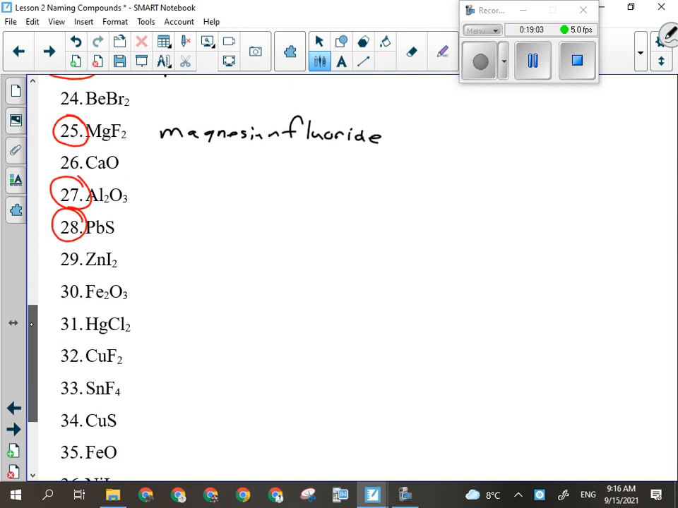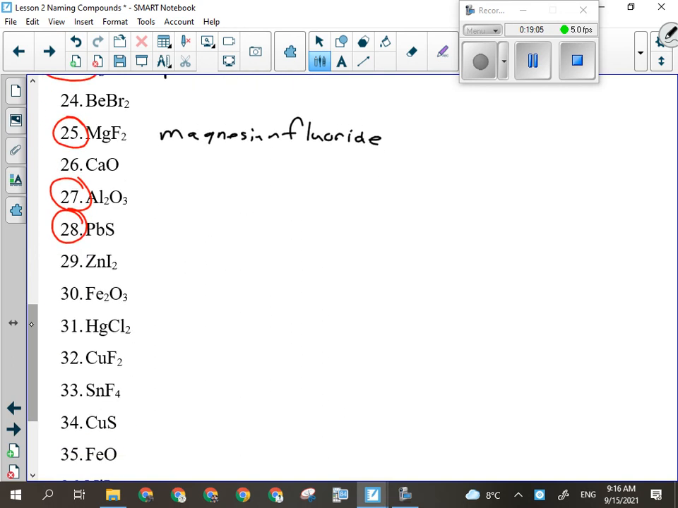Okay, number 27, I've got aluminum, which is obviously a metal, with oxygen. So this is an ionic compound, so we have aluminum oxide. I often find that a common mistake is when there are numbers on both, ionic or molecular, people just desperately want to put prefixes on there. Remember, this is ionic, it doesn't need prefixes. It doesn't matter how many numbers. If it's got a metal in it, no prefixes.